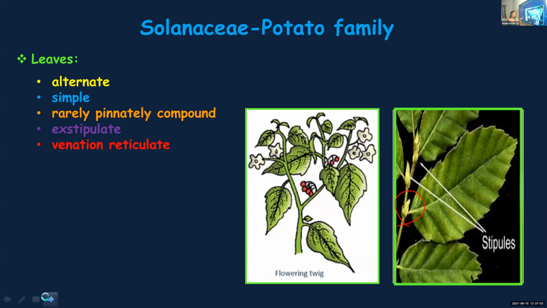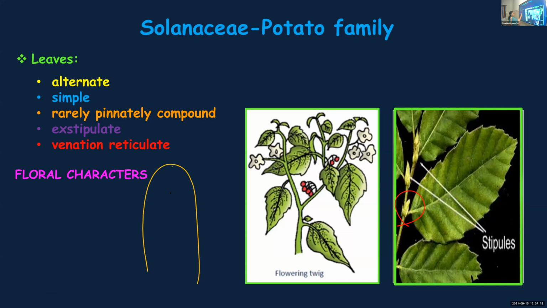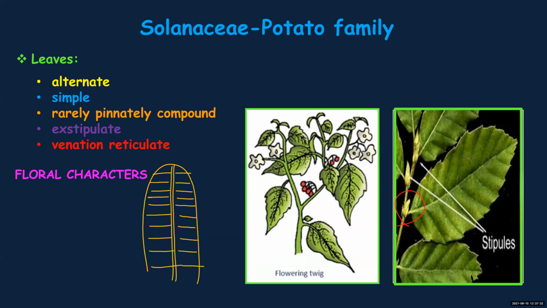In banana, you can see parallel venation. In hibiscus leaf, reticulate venation. See, you tell me what type of venation is this. Banana leaf, supposed to be banana leaf. What type of venation is here? Parallel or reticulate? Just guess. Parallel, because the veins are arranged parallel to each other. So it is parallel venation.